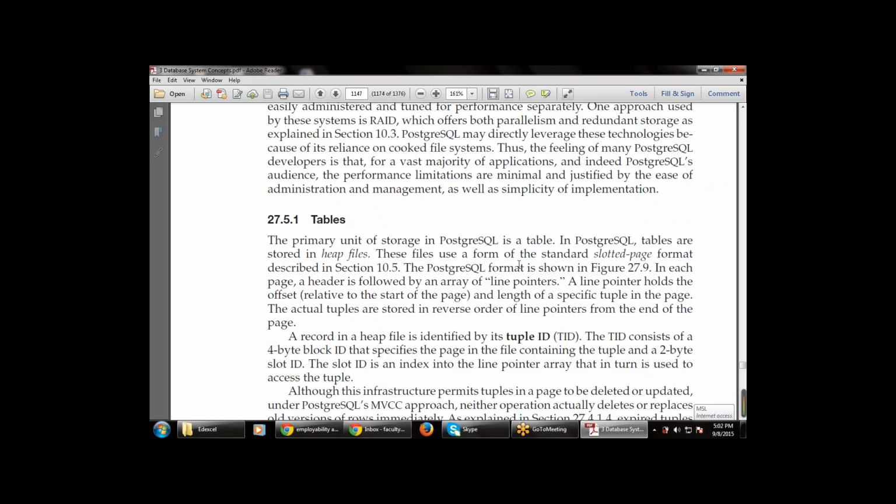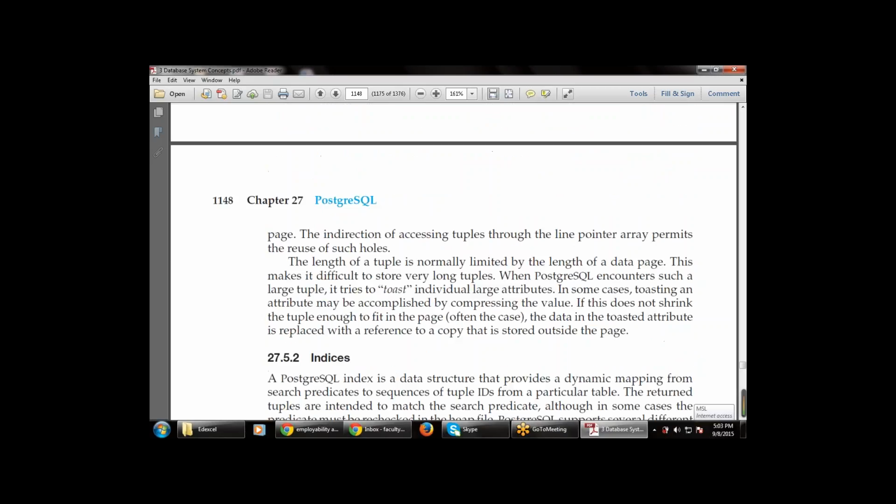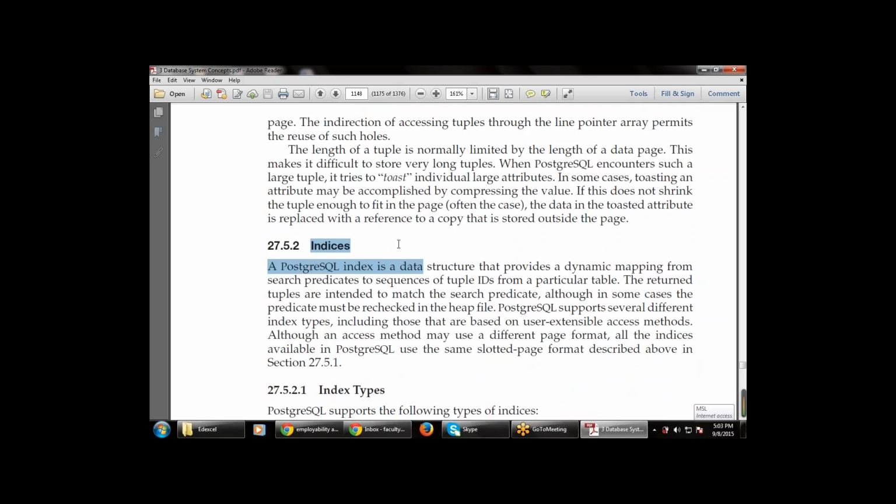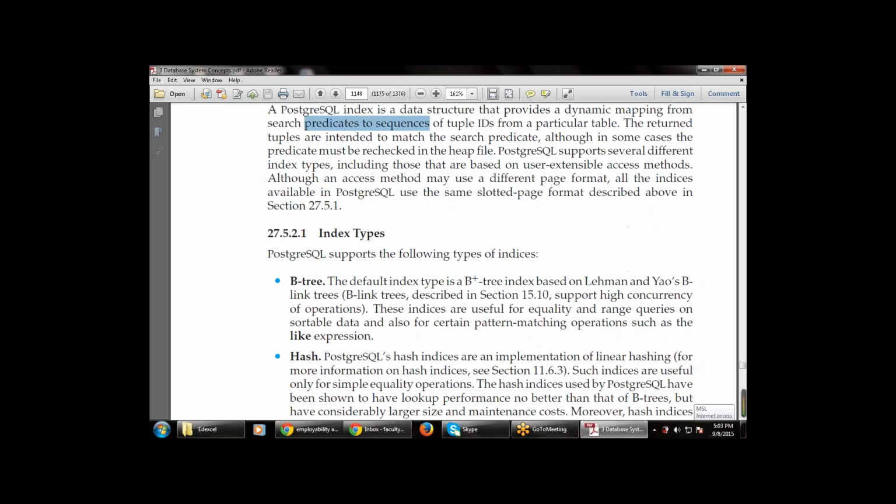and the tables are stored in heap files, and these files use the standard slotted page format that is described in section 10.5, and the PostgreSQL format is available in this figure. In each page, a header is followed by an array of line pointers, and the line pointer holds the offset and the length of a specific tuple in the page. There will be a tuple ID that is used, and the indices, that is a data structure that provides a dynamic mapping of such predicate to the tuples that are used.